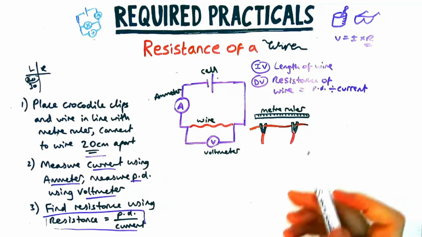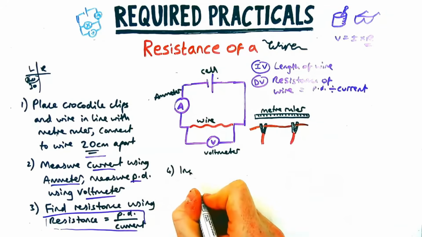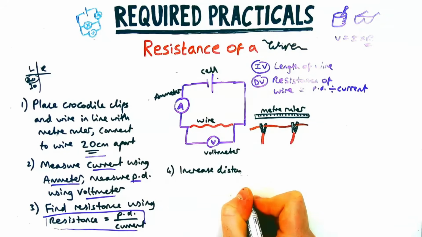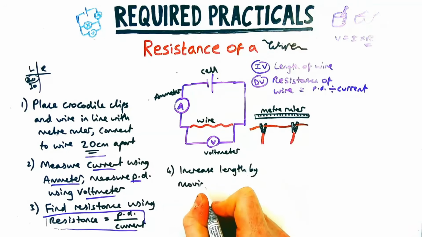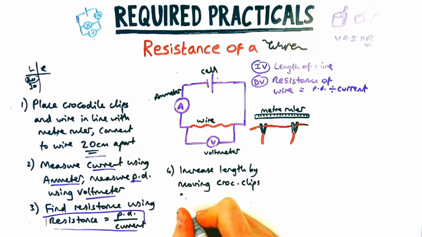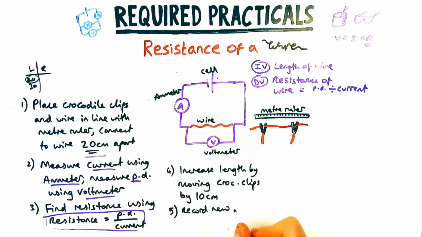Next, what we are going to do is vary the length of wire. That's our independent variable. So we increase the length by moving the crocodile clips by 10 centimeters. So 30, 40, 50, etc.